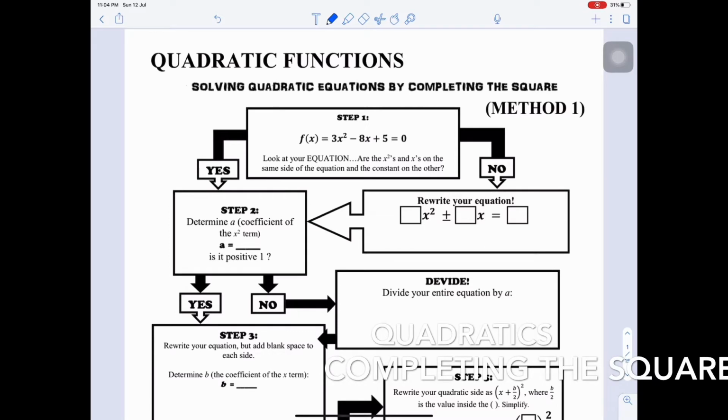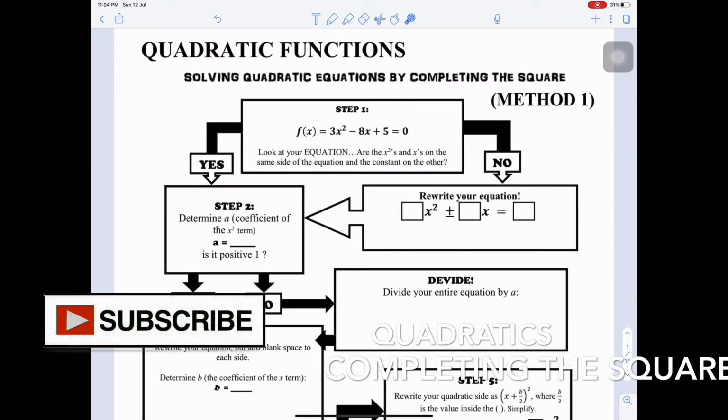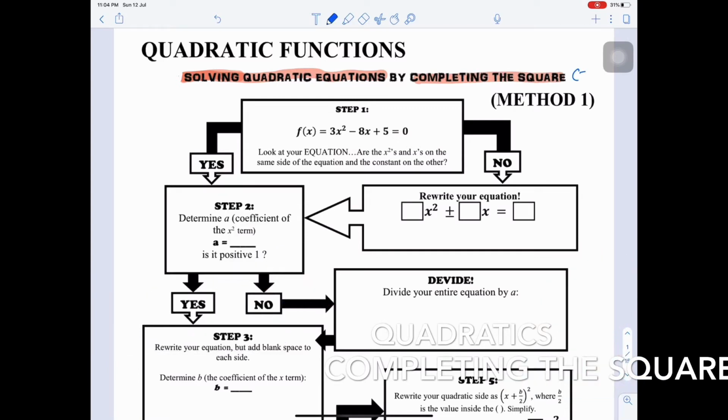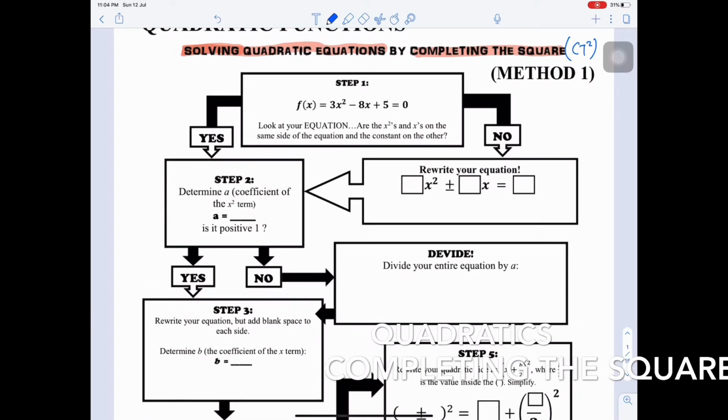Chapter to everyone. And now we are going to discuss quadratic functions. But first, let's discuss solving quadratic equations. Okay, solving by completing the square. Right, so let's go straight to the example by using the flowchart, by using method 1.